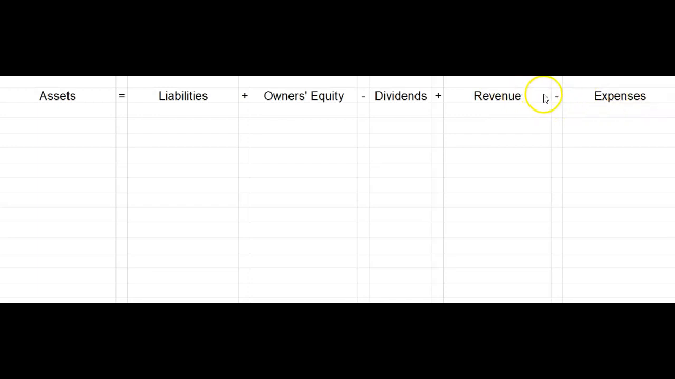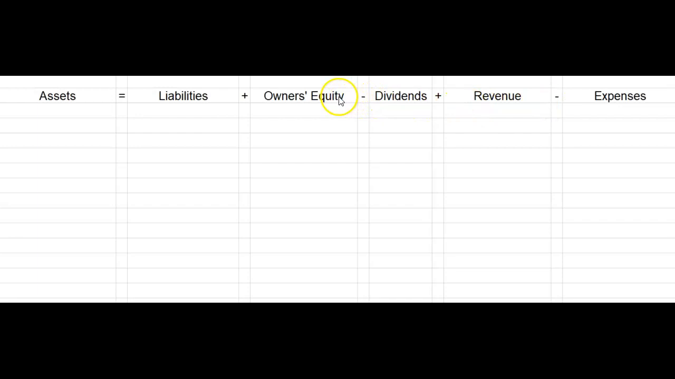That expanded accounting equation is the foundation for recording all business transactions. So it's important that you memorize that equation. There's not a lot I'm going to ask you to do in this class as far as memorization is concerned, but memorizing the expanded accounting equation is very, very important. Please take some time to memorize assets equals liabilities plus owner's equity minus dividends plus revenue minus expenses.